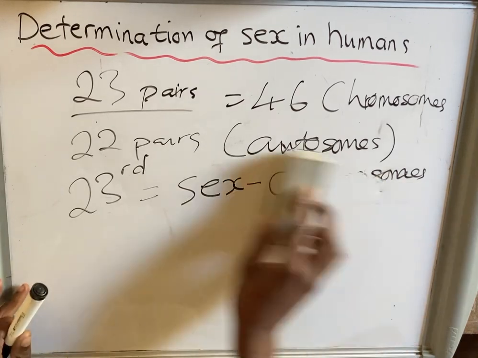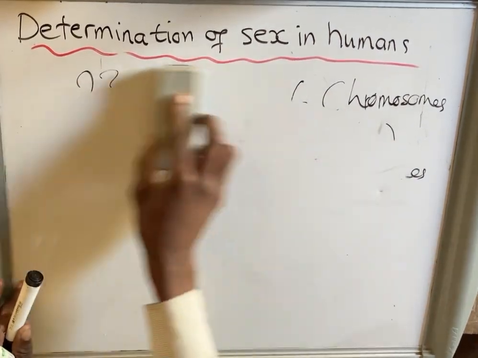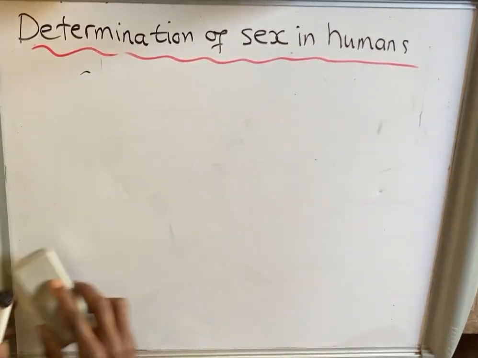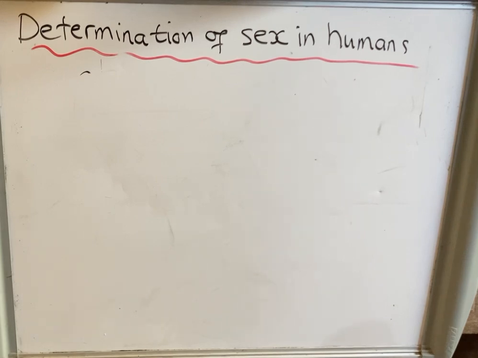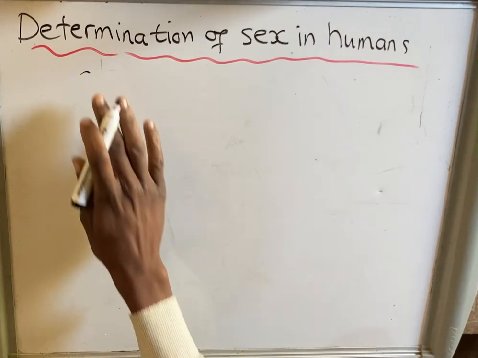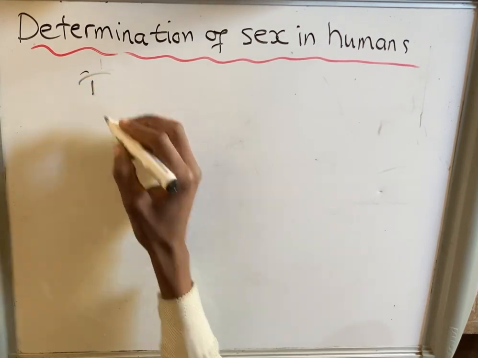Now in humans, there are 2 types of sex chromosomes. We have the X chromosome and the Y chromosome. So these are the types of sex chromosomes.